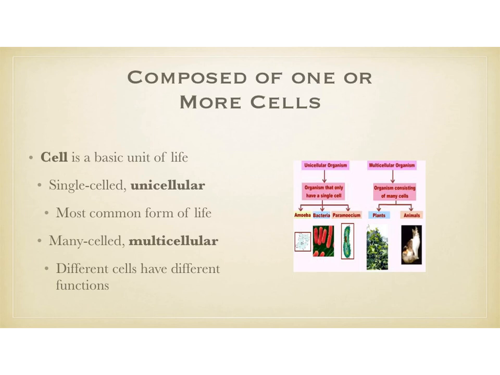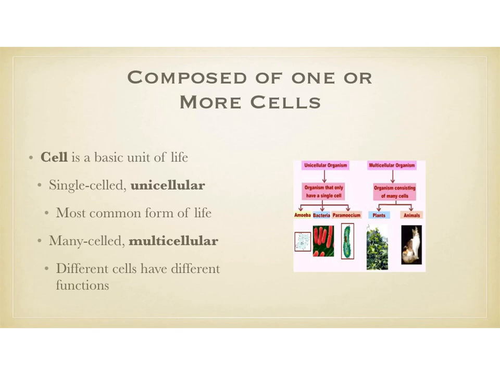Living things are composed of one or more cells. The cell is the basic unit of life. The basic unit of structure and function in living things is a cell. Single-celled organisms, or unicellular organisms, are composed of only one cell. These are the most numerous forms of life on Earth. Bacteria are found in literally every biome on Earth.